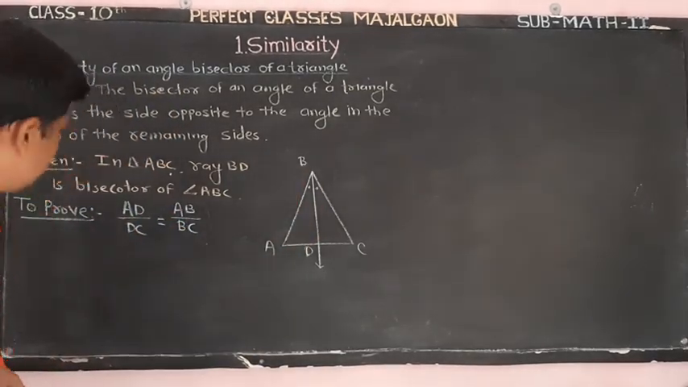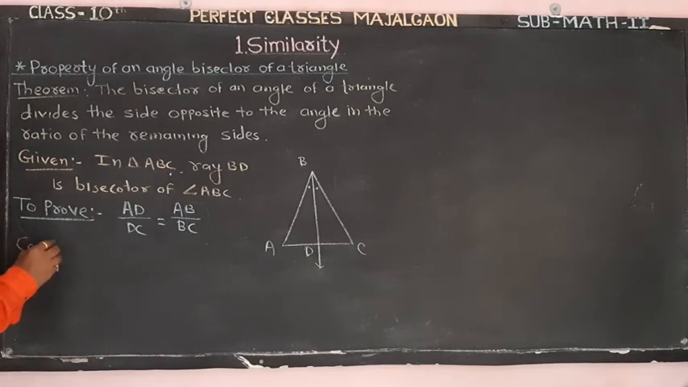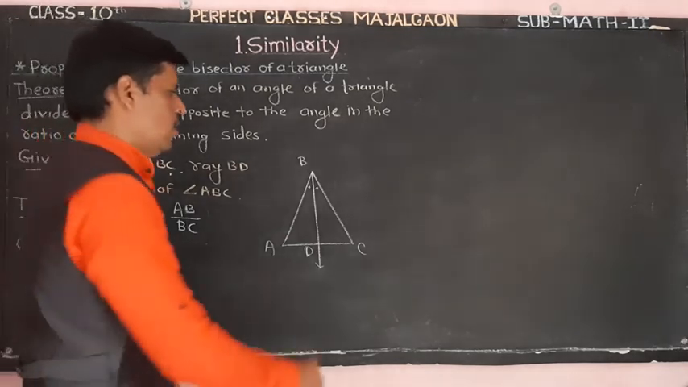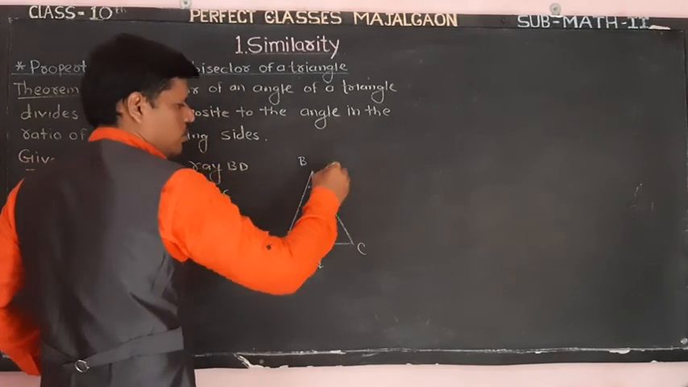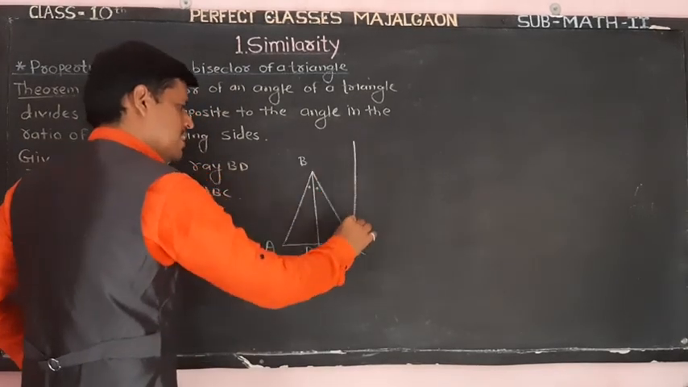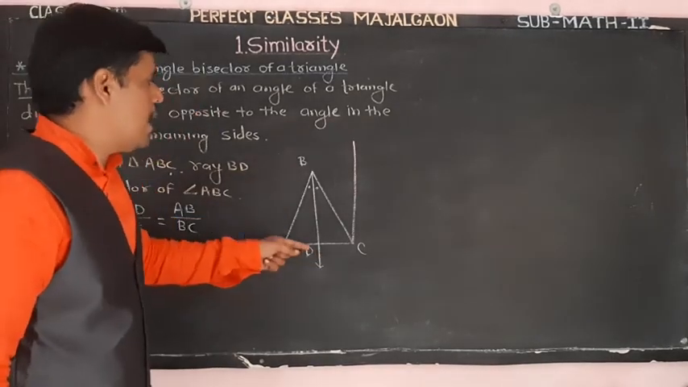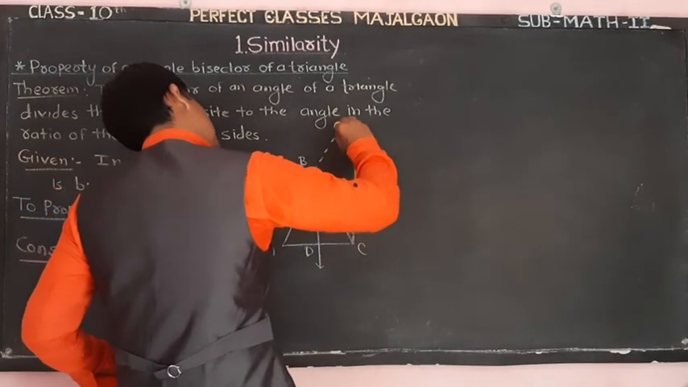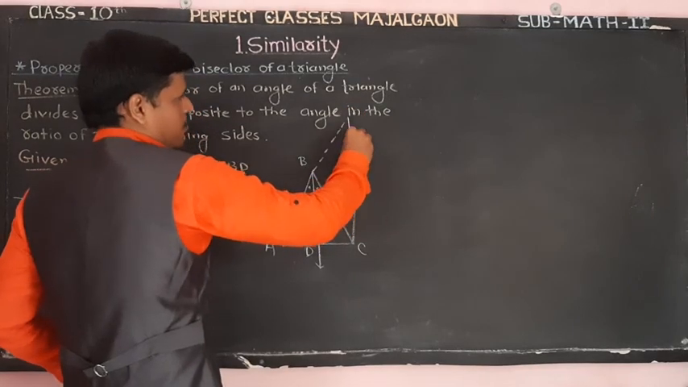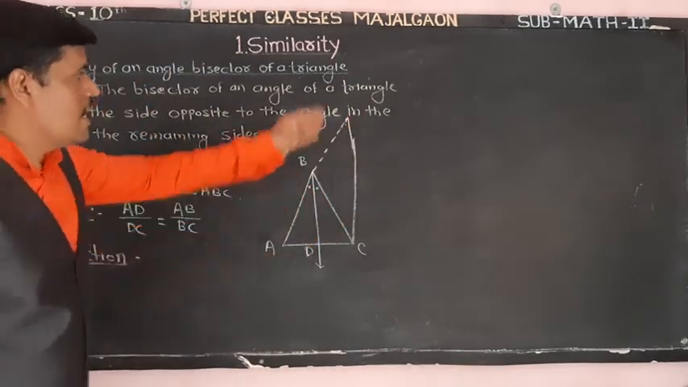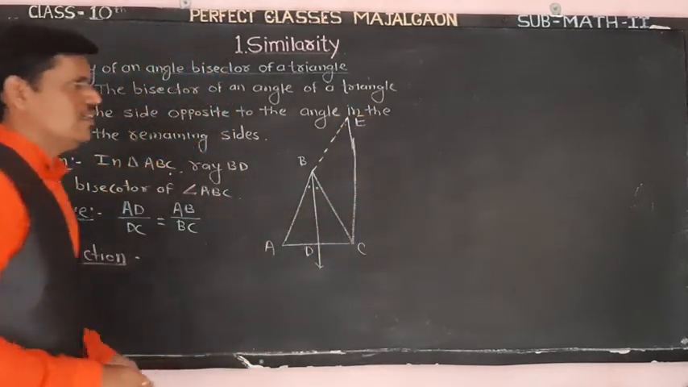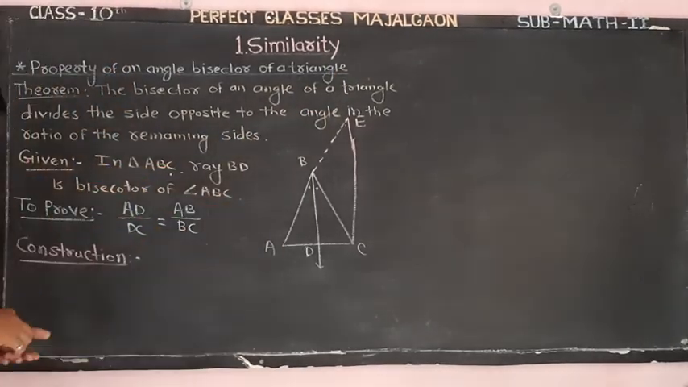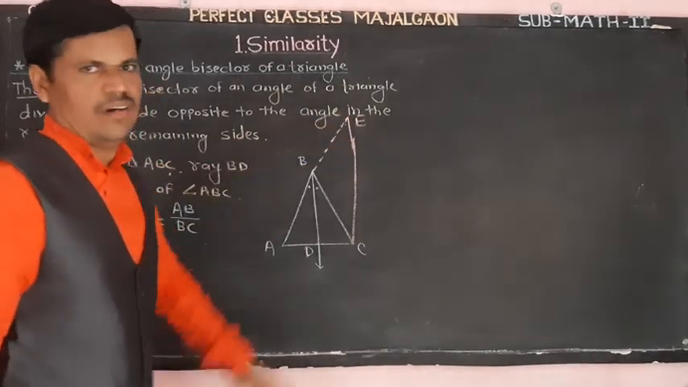Here we write the construction. We draw a line parallel to ray BD passing through point C. It intersects the extended AB at a point, namely point E. Here I write the point E. This is straight, but here the space is not sufficient, that's why I draw a curved line.